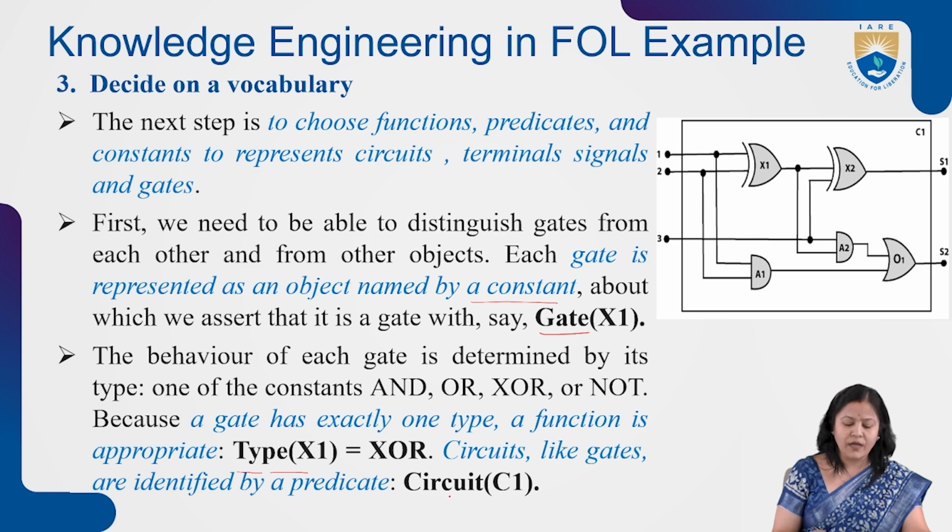And one more predicate we will use is for circuit, because for the whole circuit, during the representation of the knowledge, we need it. That is why we are using the name of the predicate as circuit. So what is the name of the circuit here? C1. Only one circuit we have, that is why circuit C1. I hope you have understood. So gate is the name of the object: gate x1, gate x2, gate A1, gate A2, gate O1. But to recognize their behavior, we are using the function name type. Type of x1 is XOR, type of x2 is XOR, type of A1 is AND, type of A2 is AND, type of O1 is OR.